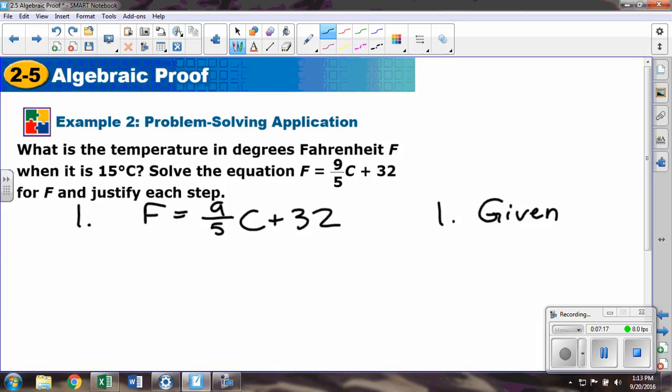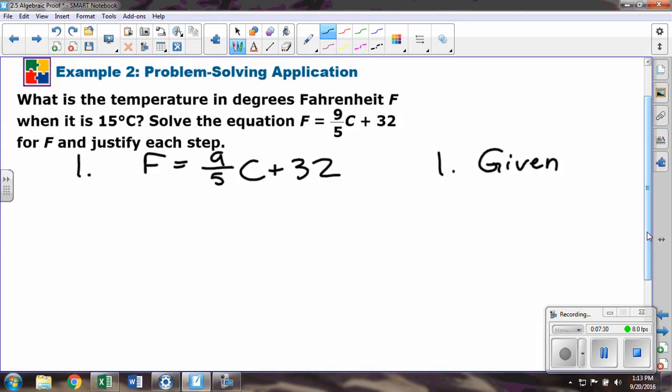We're given the formula. We're told this is the formula. Go ahead and use it. Because we are given that it's true, that's our justification why we know it works. What would we do next?